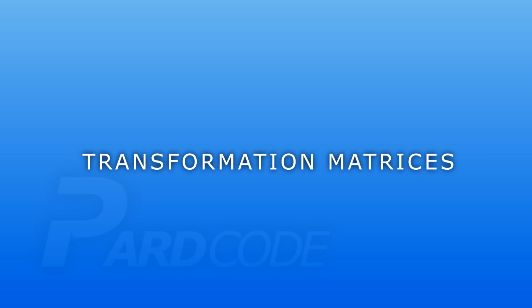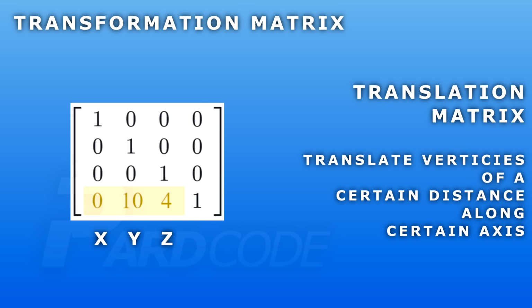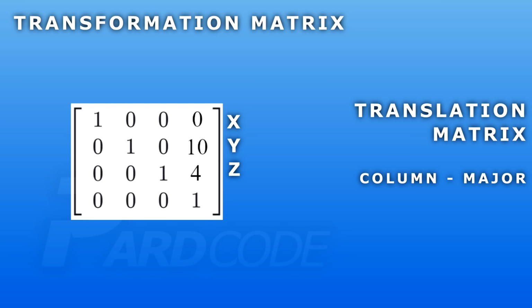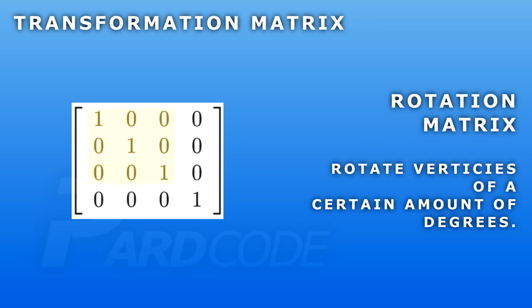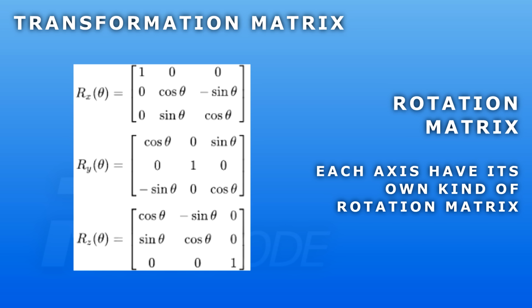Let's list all the transformation matrices. We have the translation matrix that allows us to translate, offset, our vertices from one point to another in the space. In a row major matrix, the translation is placed here. Instead, in a column major matrix, the translation part will be placed here. Then the rotation matrices allow us to rotate our vertices around a specific axis. In fact, we have a rotation matrix for each axis, one for X, one for Y, and the last one for the Z axis.